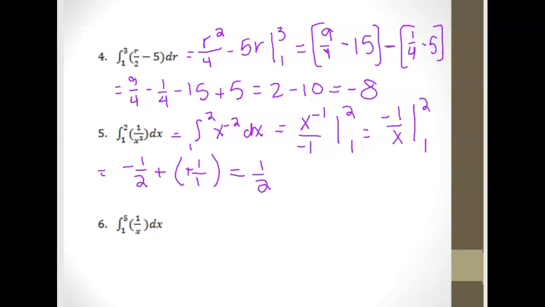How about number 5? That's your next one, right? Yes. Alright, so again, apply your rule. You have the integral from 1 to 5 of x to the negative 1 dx. So negative 1 plus 1 is 0, divided by 0. X to the 0 is 1, so it's a constant. You can't divide by 0.